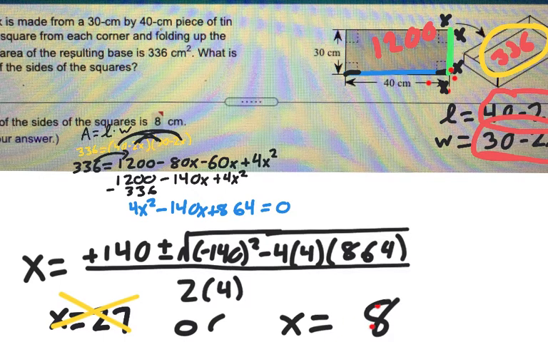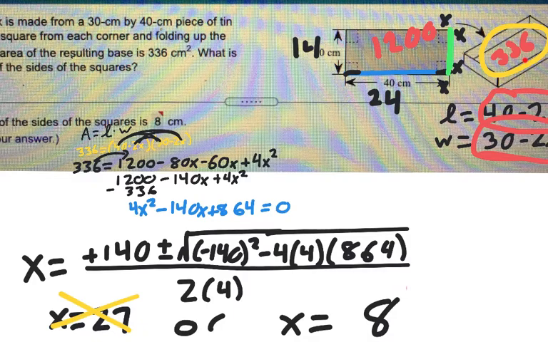Now let's look at what if I cut out 8. Well, if I cut out 8, then this would be 40 minus 16. That's going to give me 24 for my length here that's in blue. And then it's going to give me 14 for the width here, once I cut those corners that are 8 and 8. So just to test, if I do 14 times 24, I get an area of 336, which is exactly what it's supposed to be. So this is all checking out.